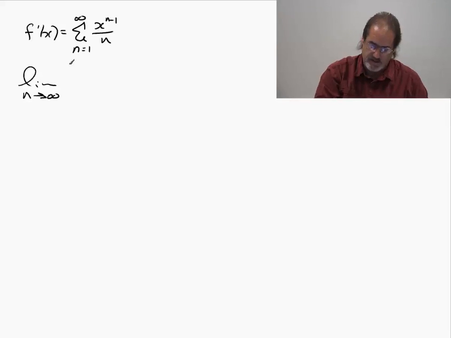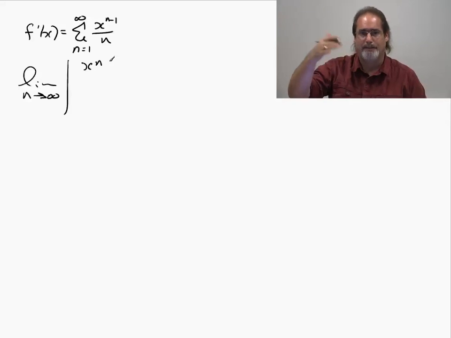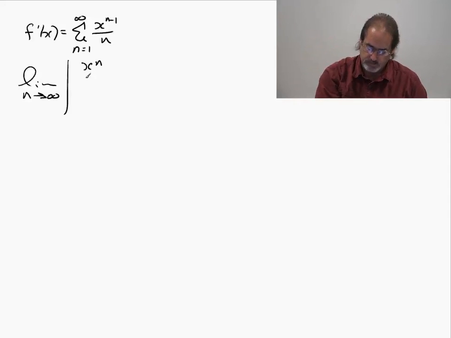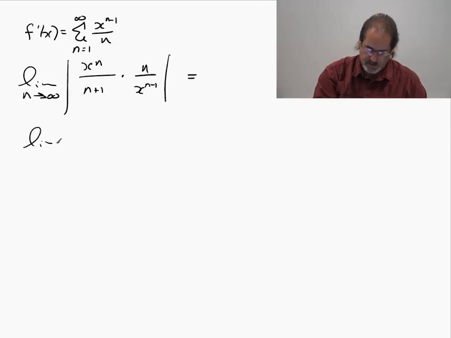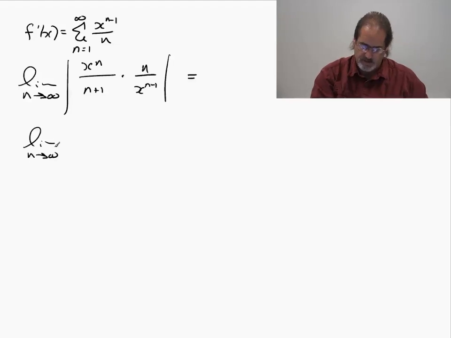As n goes to infinity of the absolute value of x to the n, that's x to the n minus 1 plus 1, over n plus 1 times n over x to the n minus 1. And again, I'm going to rearrange this slightly. That's going to be the limit as n goes to infinity of the absolute value of x to the n over x to the n minus 1 times n over n plus 1.